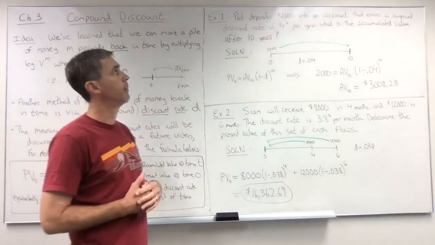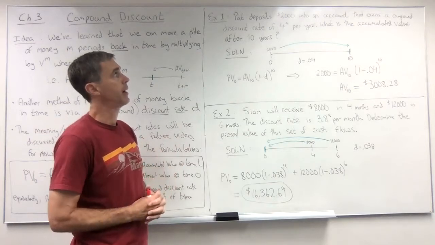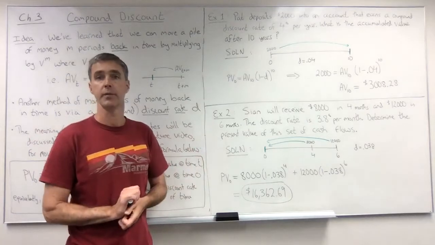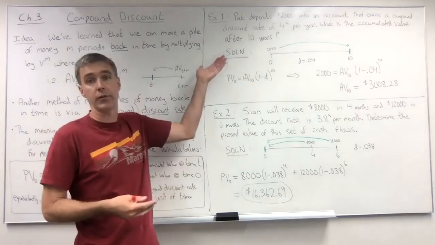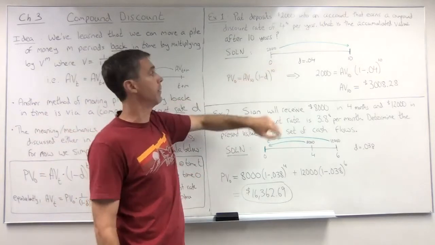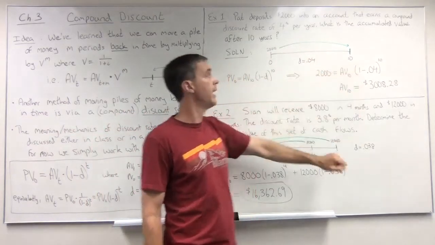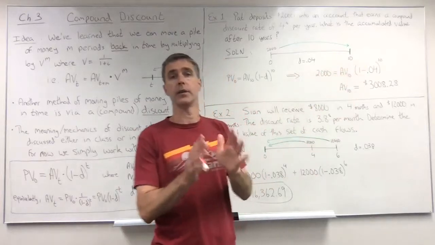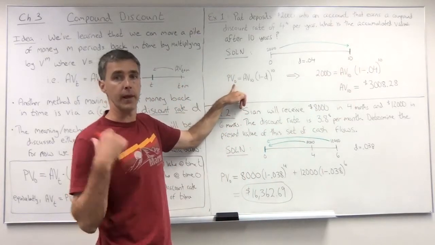In the first example, Pat deposits $2,000 into an account, and the account is earning a compound discount rate of 4% per year. What's the accumulated value after 10 years? Though I say compound discount is a way of moving money back in time, I can also use it to move money forward in time. Here's my time value diagram. $2,000 arrives at time 0, and I'd like to push it to time 10. I have a 4% annual discount rate, and it's 10 years, so everything's in years.